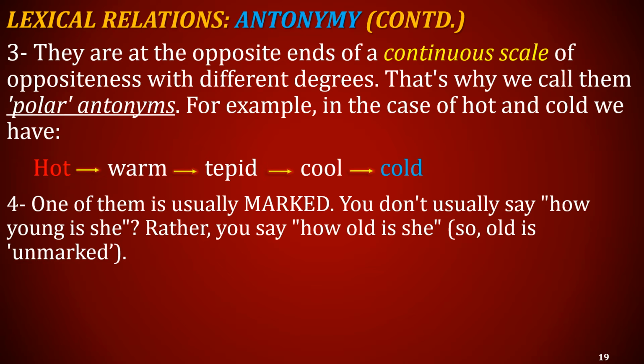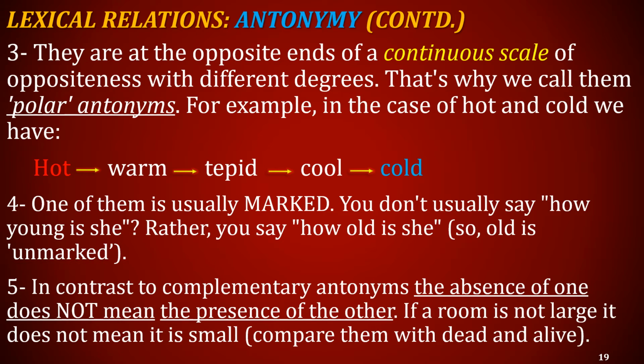Now the next one is that, in contrast to complementary antonyms, where the absence of one means the presence of the other, for example, if you say John is dead, it means that he is not alive, in this kind of antonym, the absence of one does not mean the presence of the other. If a room is not large, it does not necessarily mean that it's small. It could be average, or it might not be large enough for ten people, but for two people is quite large.